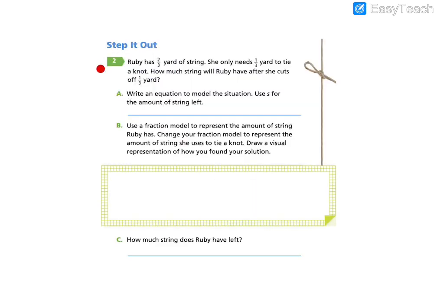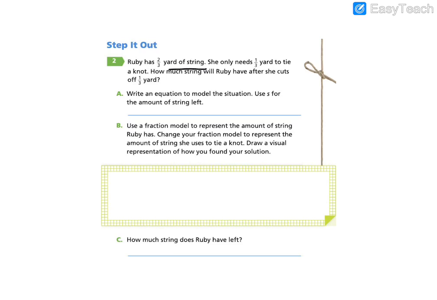Right, number 2. Ruby has 2/3 of a yard of string. She only needs 1/3 of a yard to tie a knot. How much string will Ruby have after she cuts off 1/3 of the yard? Write an equation to model the situation. Use S for the amount of string left.